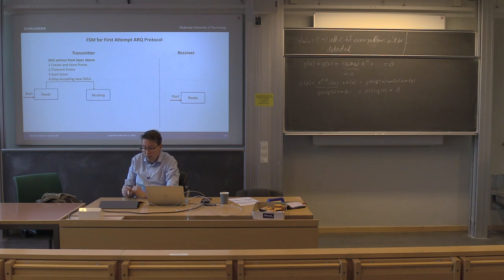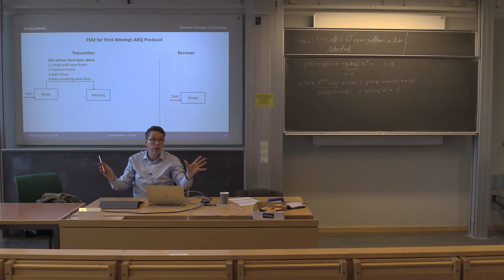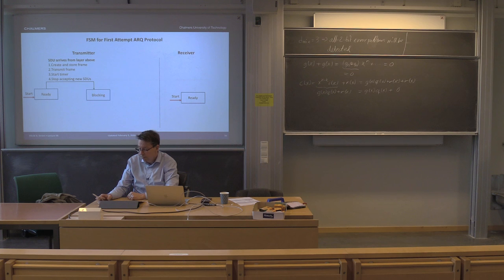Okay, and then the transmitter does four things. Create and store the frame. Create means adding the check bits, headers, whatnot. Transmit the frame, start a timer, and then stop accepting new service data units, which is basically going into the blocking state. Okay. Now, the upper layer is blocked. It cannot do anything because I will not accept any more bytes from above.